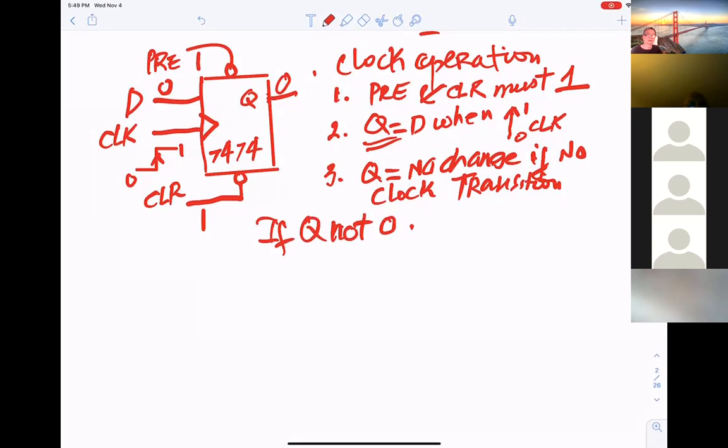Check and see what the value of D is. Make sure D is 0. Okay? So you can check D. Okay? What next?